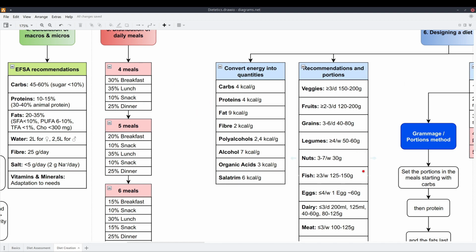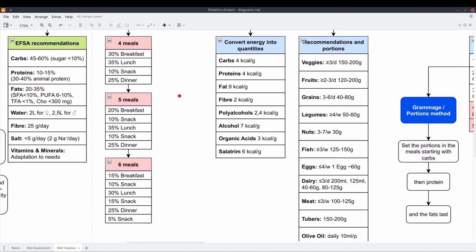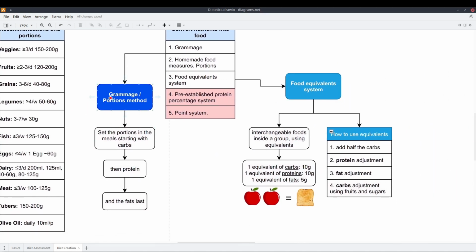So we adjust the carbohydrates to the quantity we need. Then we put the proteins and fat last. And if we see that adding protein, for example, legumes, which also have carbohydrates, then we have to adjust the carbohydrates again to get those a little bit down, if at the end we don't have a proper adjustment of all the macros and calories as well. But the main point here is that in the grammage portions method, we set the carbohydrates first. We adjust the carbohydrates first.